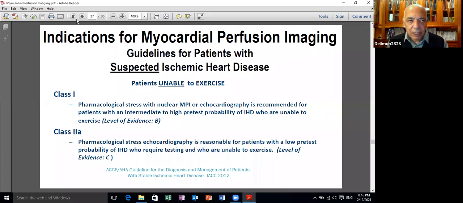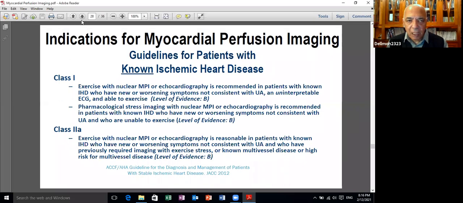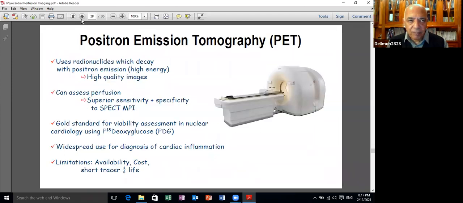What about patients with confirmed coronary artery disease? Exercise MPI or echocardiography is recommended for patients with new or worsening symptoms not consistent with unstable angina, when the ECG is uninterpretable. But if he cannot exercise, then we apply a pharmacological stress test, essentially with regadenoson.